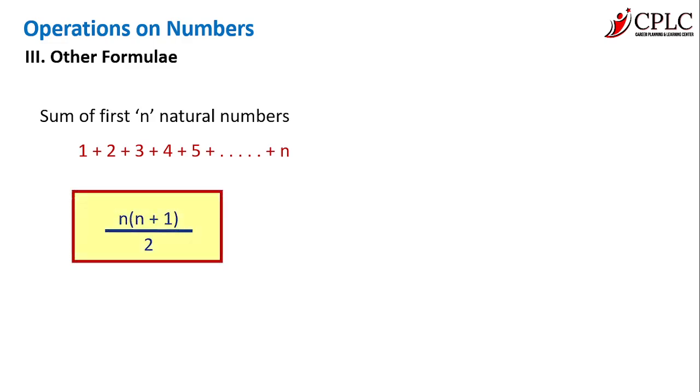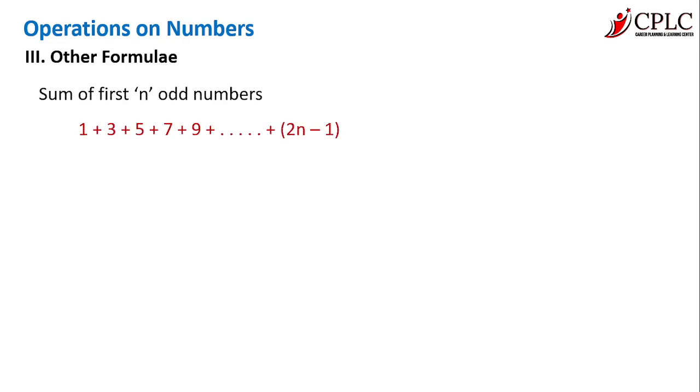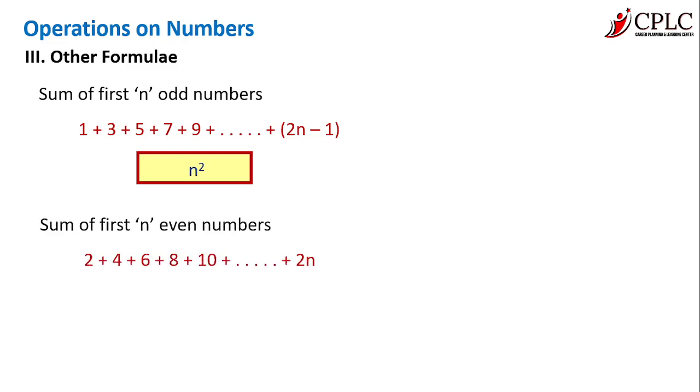Then let's say you want to add the first n odd numbers, that is 1, 3, 5, 7, and 9, and so on and so forth. The formula is n square. Then you wish to add the first n even numbers, that is 2, 4, 6, 8, and so on and so forth till n, for example. Then the formula for that is n into n plus 1.